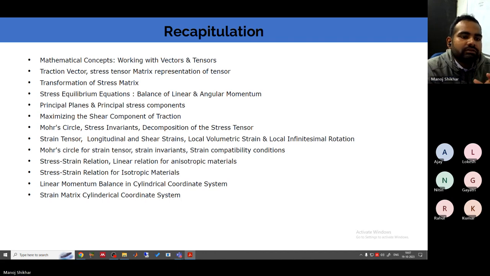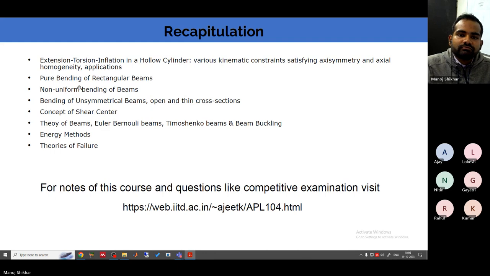Then we found out that we need to introduce the cylindrical coordinate system for some of the problems, so that our problem statement can be made simple. So we discussed the linear momentum balance in the cylindrical coordinate system. We discussed our strain matrix in the cylindrical coordinate system. Then we moved on to discuss the extension, torsion, and inflation of a hollow cylinder.